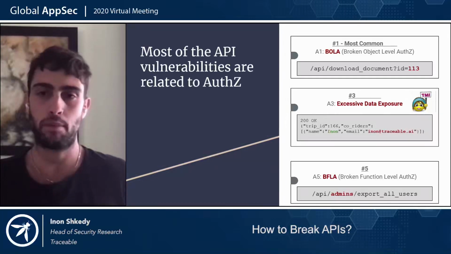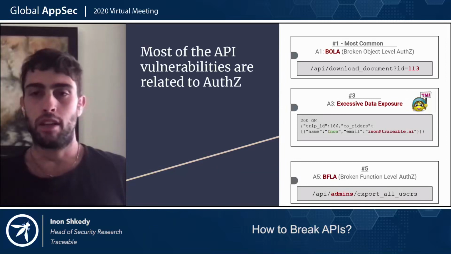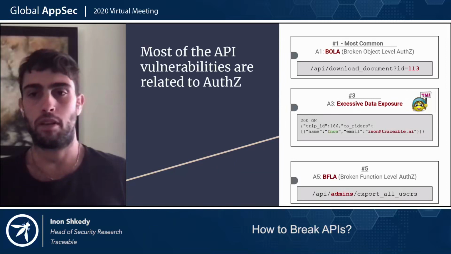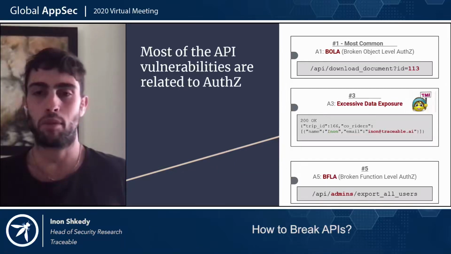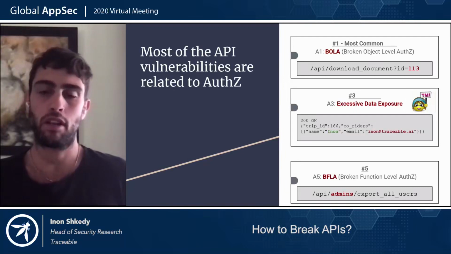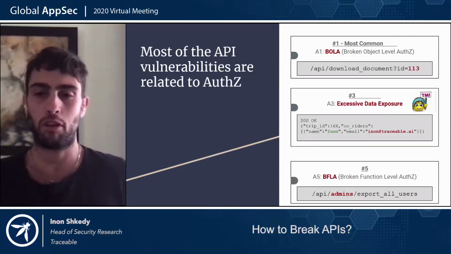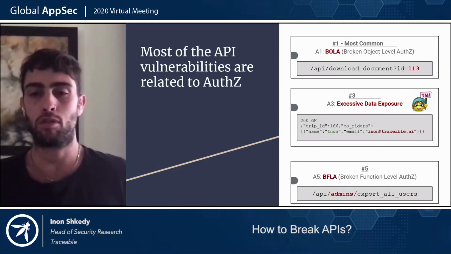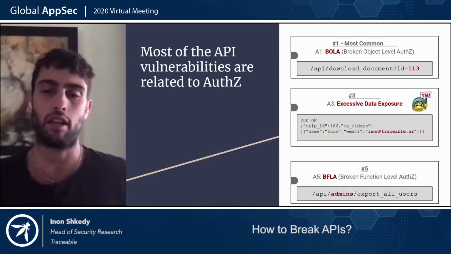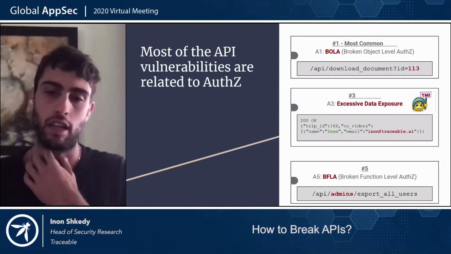Number 3, excessive data exposure. It's another type of authorization problem. This happens because the developers return too much information to the user. So the client just returned too much information. And number 5, broken function level authorization. These are API endpoints that should be accessed only by admins or privileged users, but the developers don't check if the user that called the API endpoint is actually an admin.